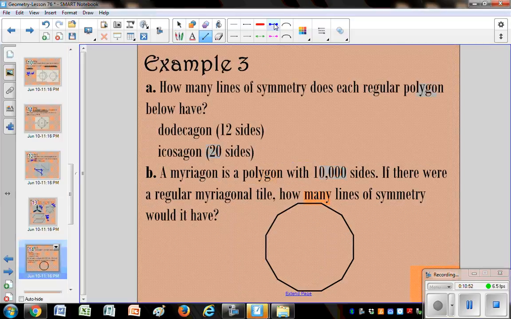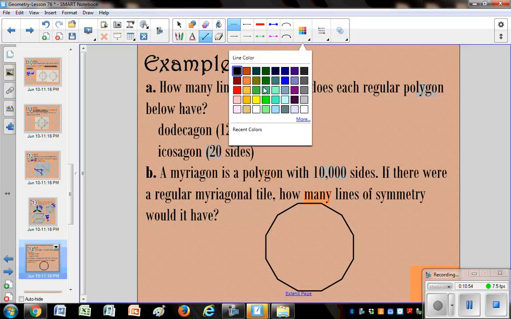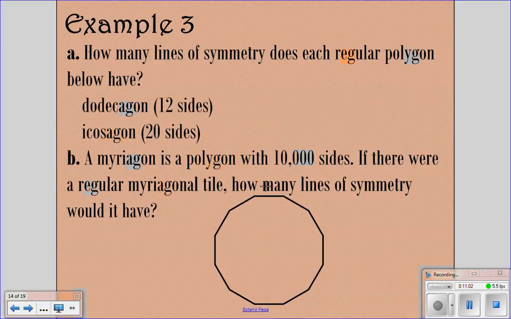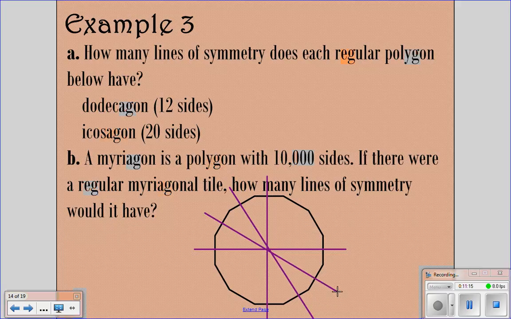So I'm going to use the computer to help me draw. It has a line of symmetry here and here. And I can also go through these opposite sides here and here. And I realize these aren't necessarily going exactly through the center, but they should be pretty close. Okay, so it has those lines of symmetry, but I can also go through vertices.